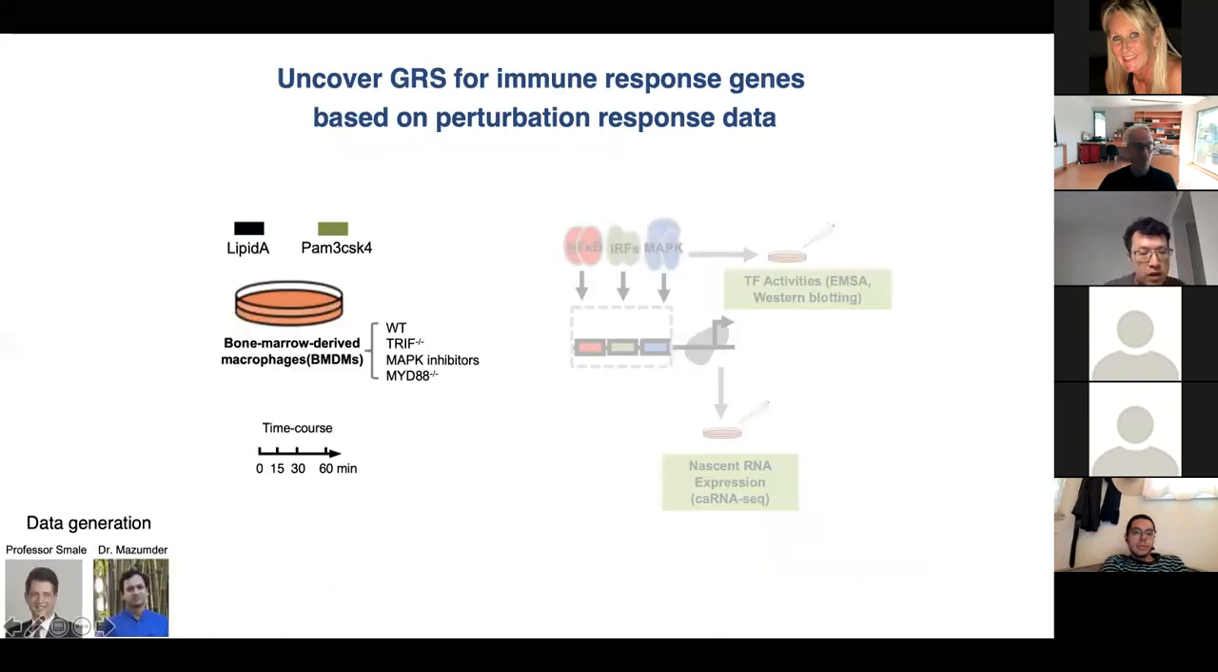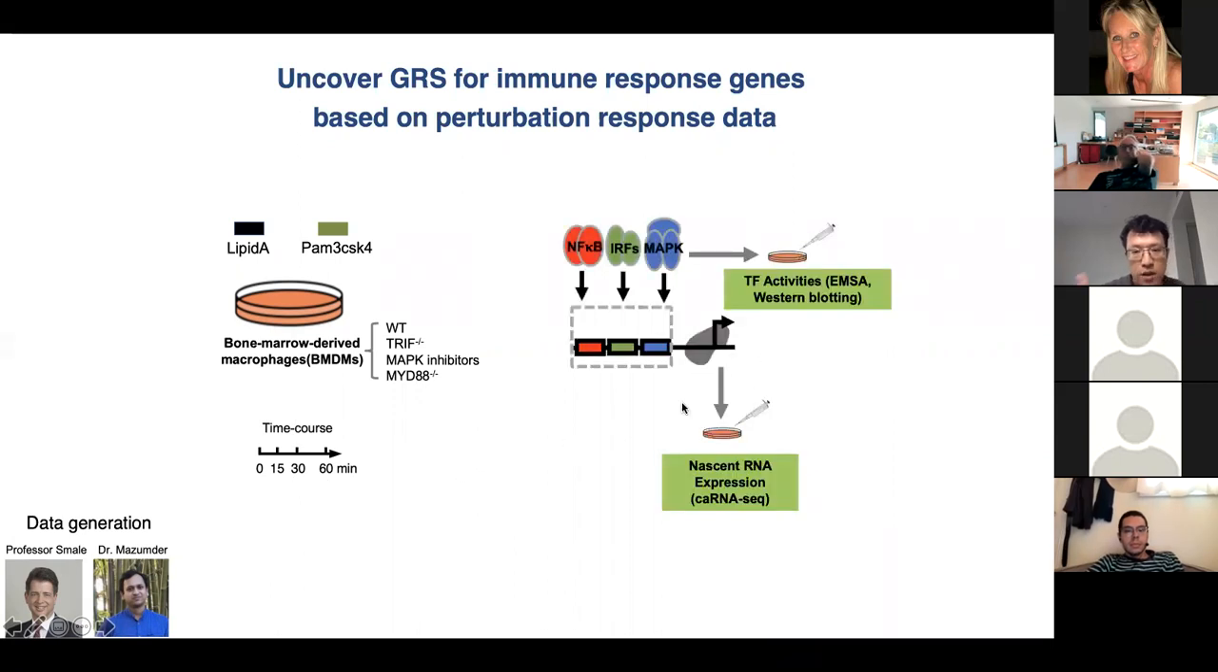This work was done in collaboration with the Smale Lab and Anoop, a postdoc in our lab. We focused on bone marrow macrophages, which are primary cells, and we generated a bunch of genetic knockouts and used different ligand stimulations to perturb the bone marrow macrophages. We measured time course RNA-seq data.